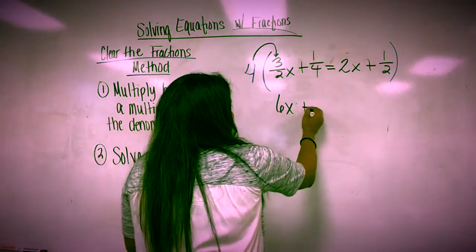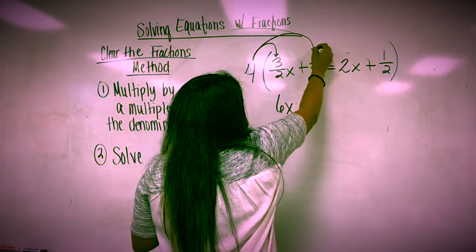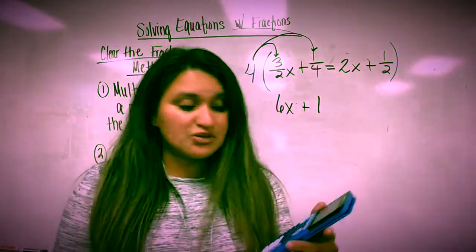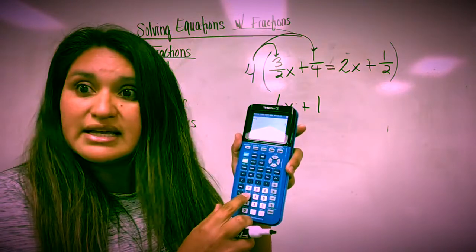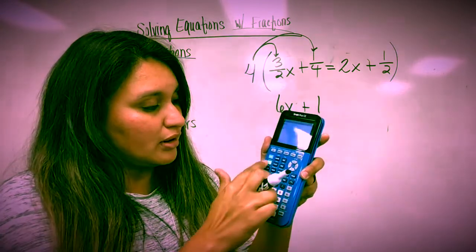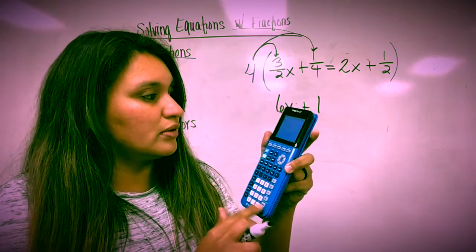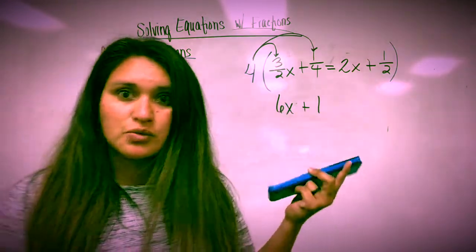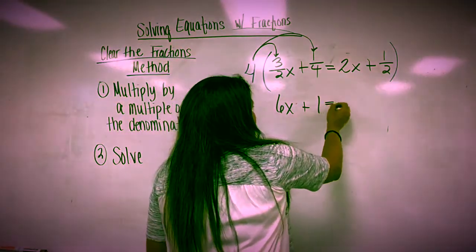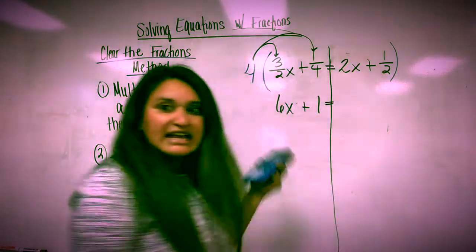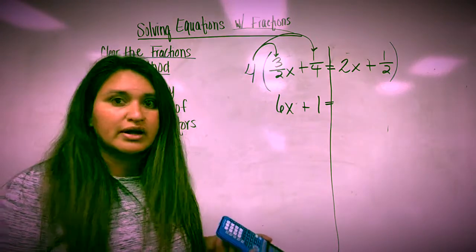So 4 times a fourth is 1. If you didn't know that 4 times a fourth is 1, you could very easily type into your calculator 4 times 1 over 4. Bam, it tells me the answer is 1. I'm going to put an equal sign in the middle because remember, we keep our equal signs lined up when we solve our equations.